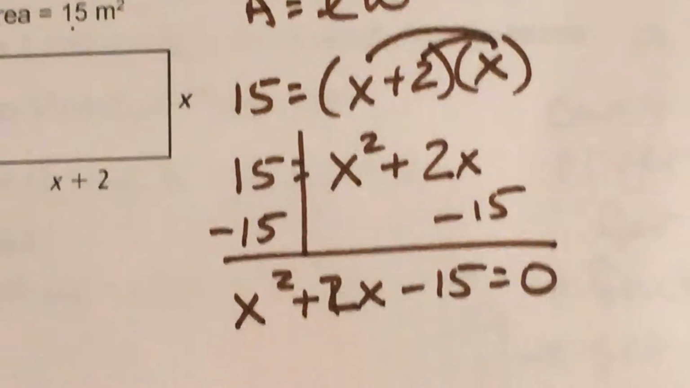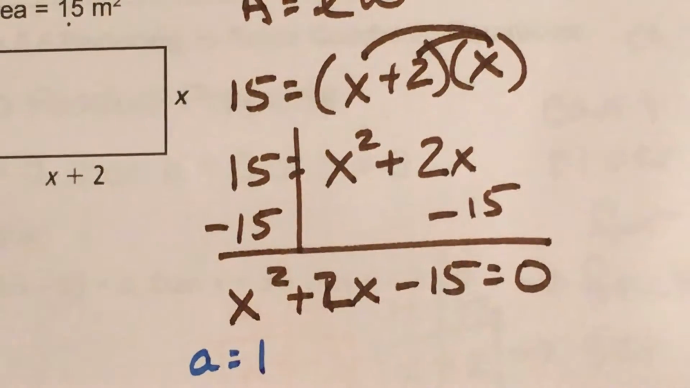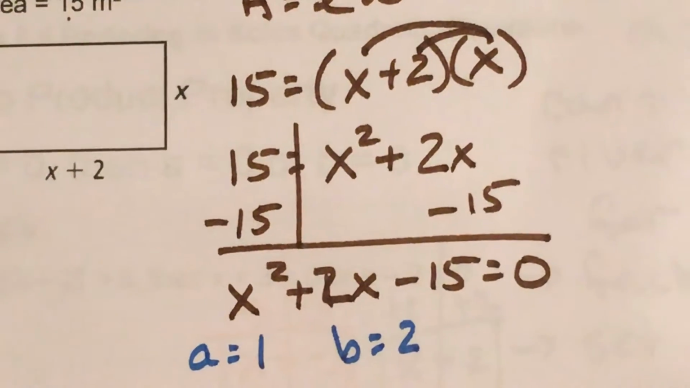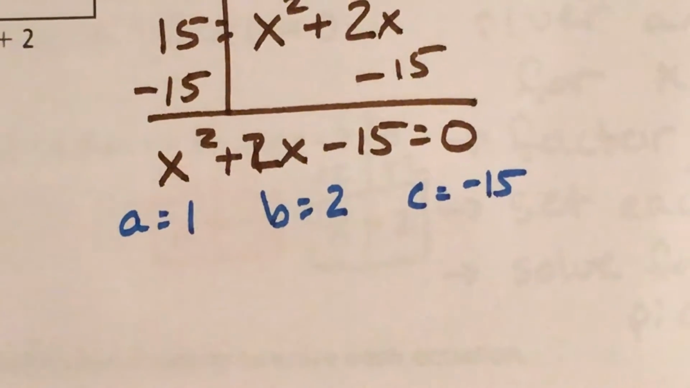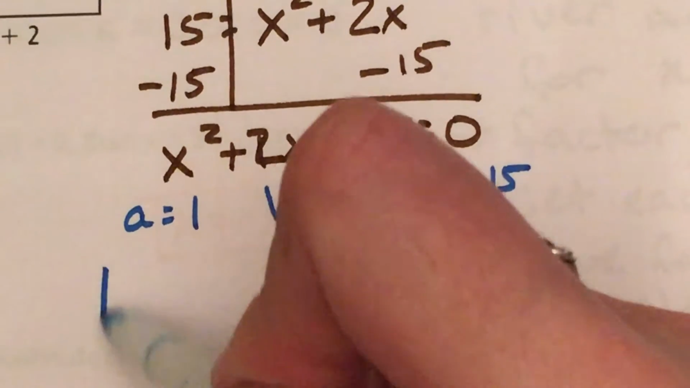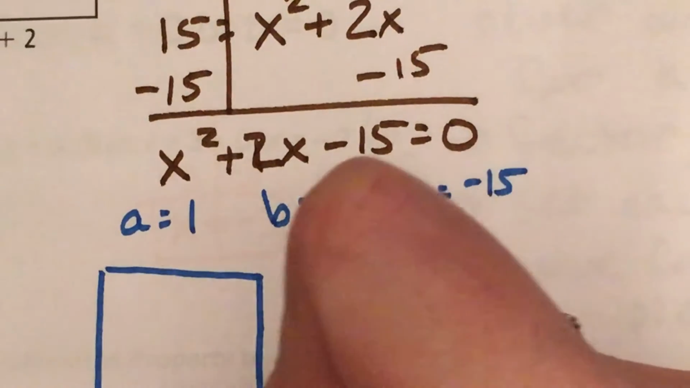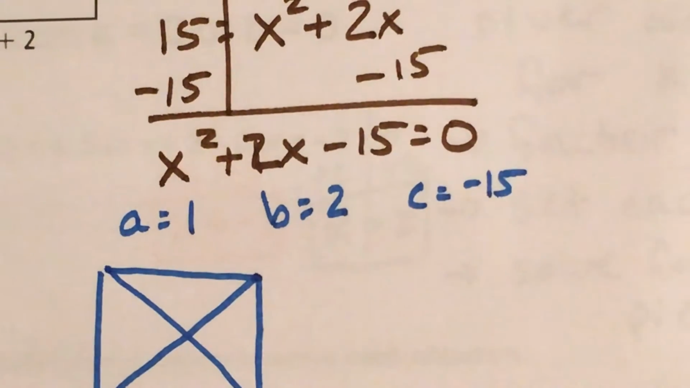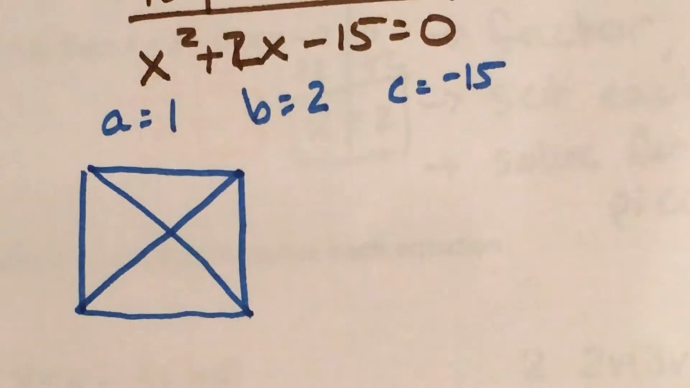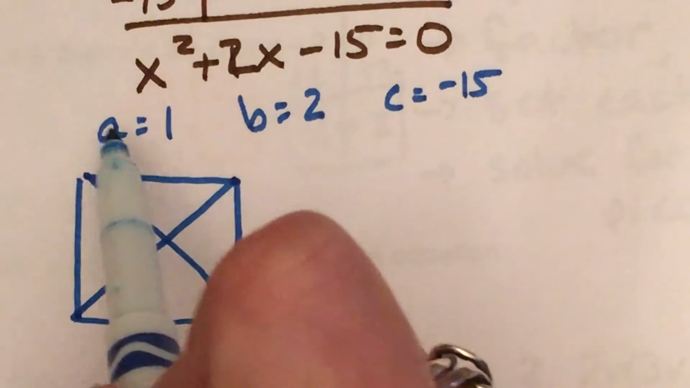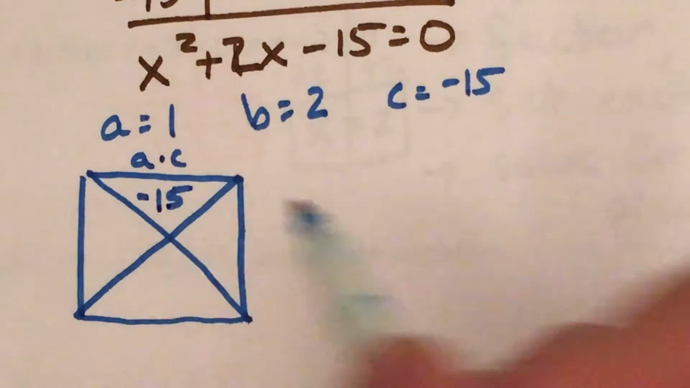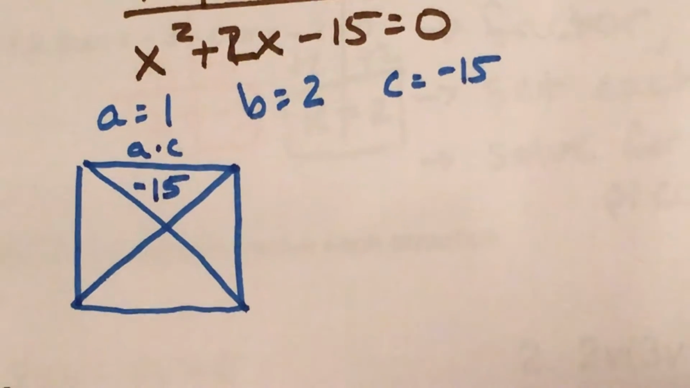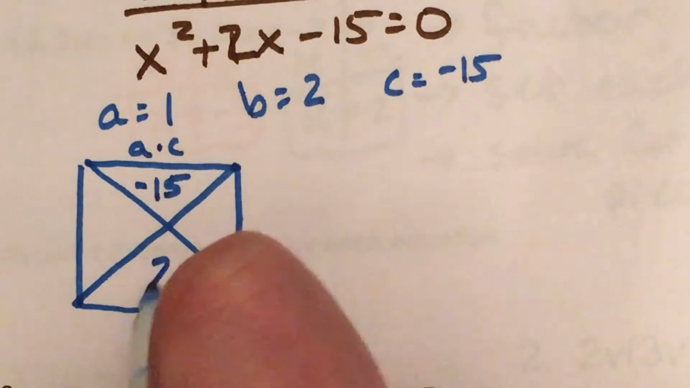Let's tear this apart. What's A? Good, it's 1. What's B? 2. Awesome. What is C? Negative 15. You're doing great. So let's build our box with the x in it. What goes in the top triangle? Did you say A times C? I sure hope so. What's that make? Negative 15. Great. What goes in the bottom triangle? B. It's 2.